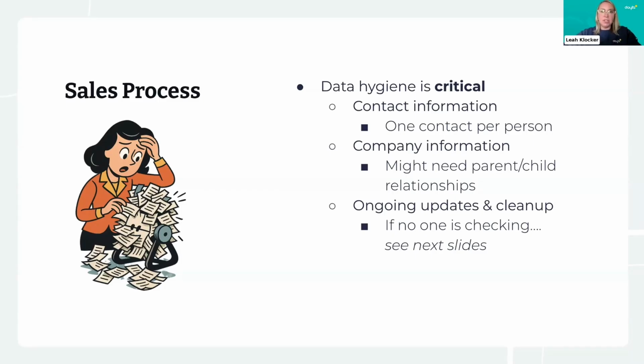So starting with basics in your CRM, the contact information. There should be one contact per person. No duplicates, no 5 versions of the same person with slightly different emails. The same goes for company information. You're going to want to avoid creating multiple companies with slightly different variations, like Coke, Coca-Cola, and the Coca-Cola Company. These are all the same organization.